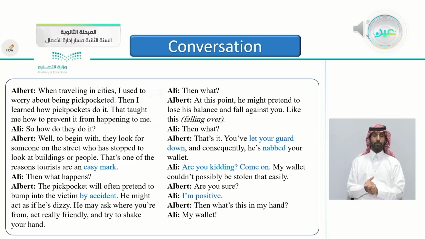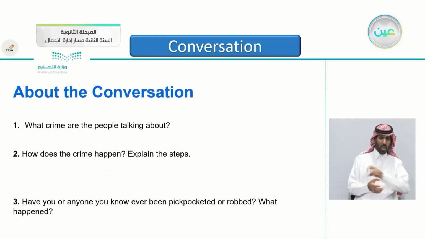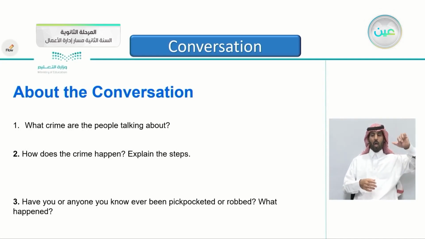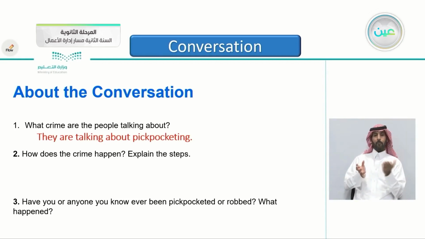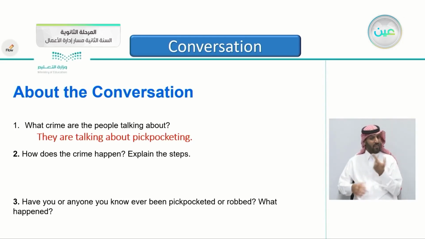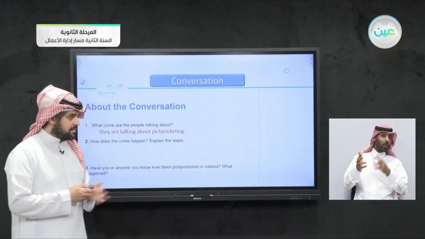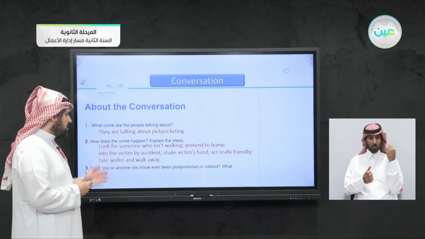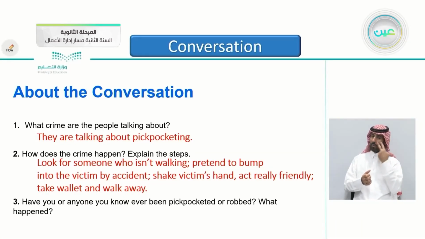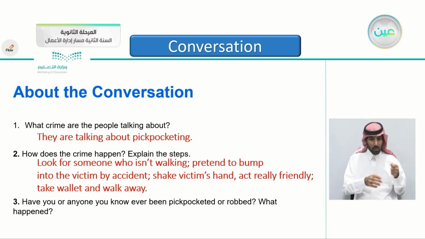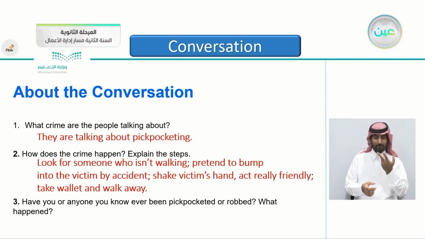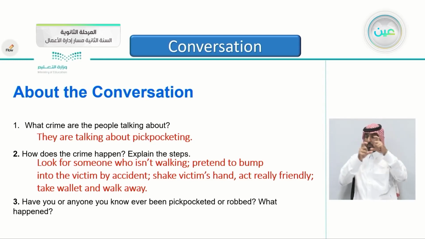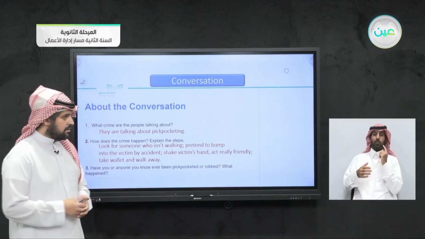So now that we have listened again, what crime are the people talking about? Ali and his friend, what are they talking about? Yes, they're talking about pickpocketing. How does the crime happen? Explain the steps. Very good. Look for someone who isn't walking. Pretend to bump into the victim by accident. Shake the victim's hand. Act really friendly. Take the wallet and walk away. They focus on someone who isn't walking, standing, watching the buildings, maybe taking photos, while they put their hands in your pocket and steal your wallet.